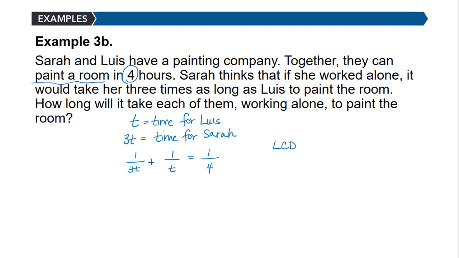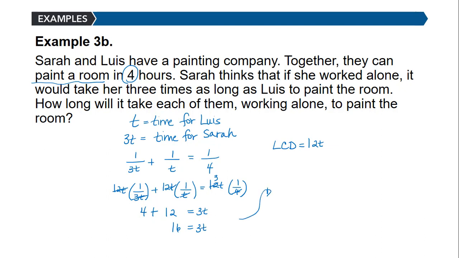The least common denominator between 3T, T, and 4 is 12T. Multiplying each expression by 12T, we get 12T times 1 divided by 3T plus 12T times 1 divided by T is equal to 12T times 1 divided by 4. Simplifying, 3T into 12T is 4 times 1 is 4, plus 12T times 1 over T, the T divides out, and 12 times 1 is 12. 12T times 1 divided by 4 is 3T. So we get 4 plus 12 equals 3T, or 16 equals 3T.